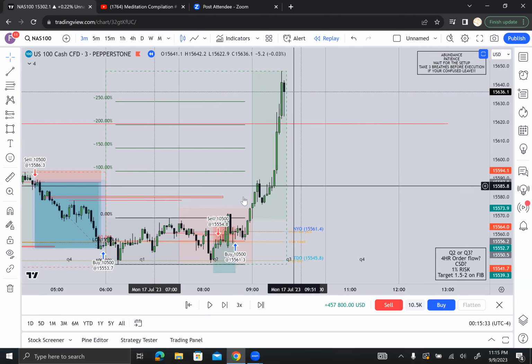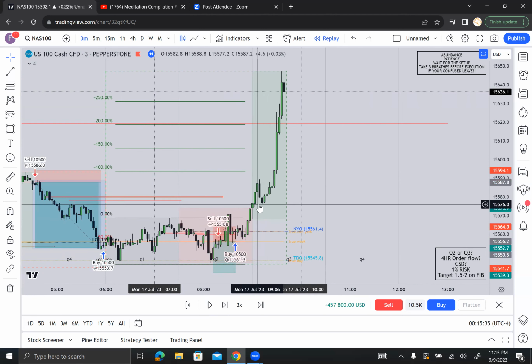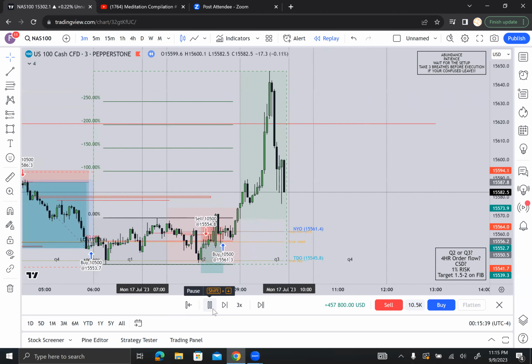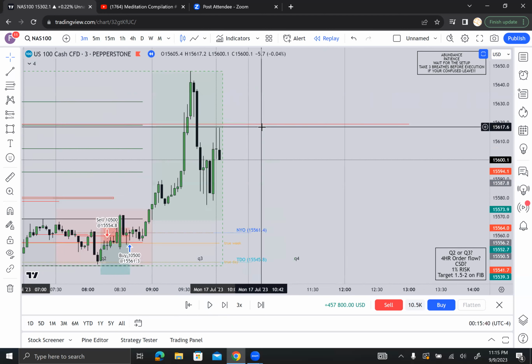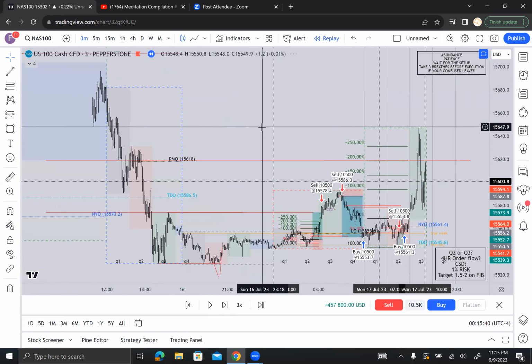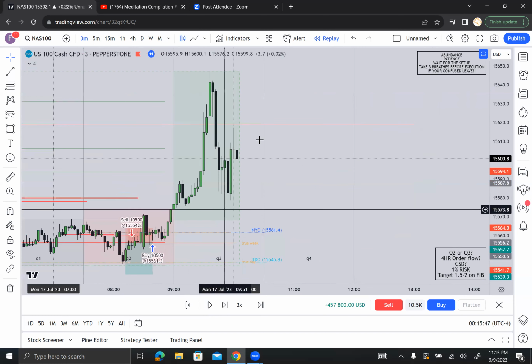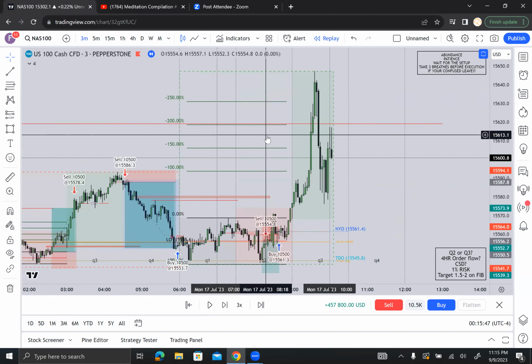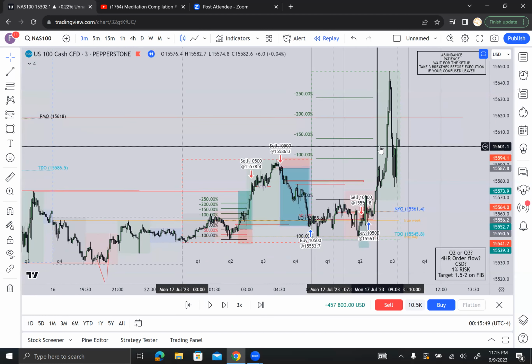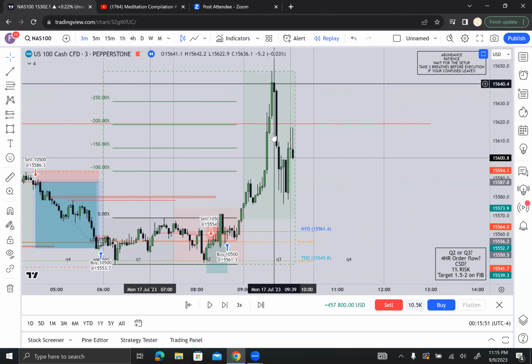Q2, Q3, next entry. Okay, so we hit our target. Now we're anticipating the sells. So liquidity was swept. Boom, boom. 1, 2.